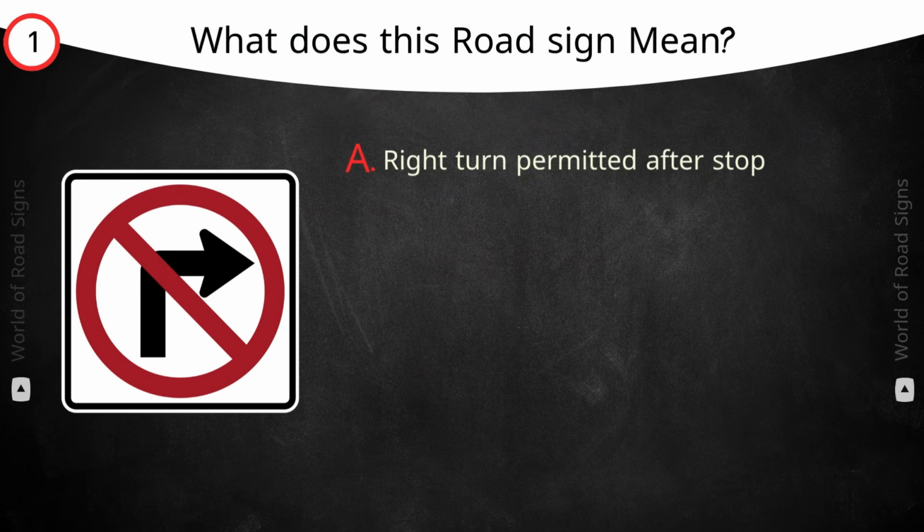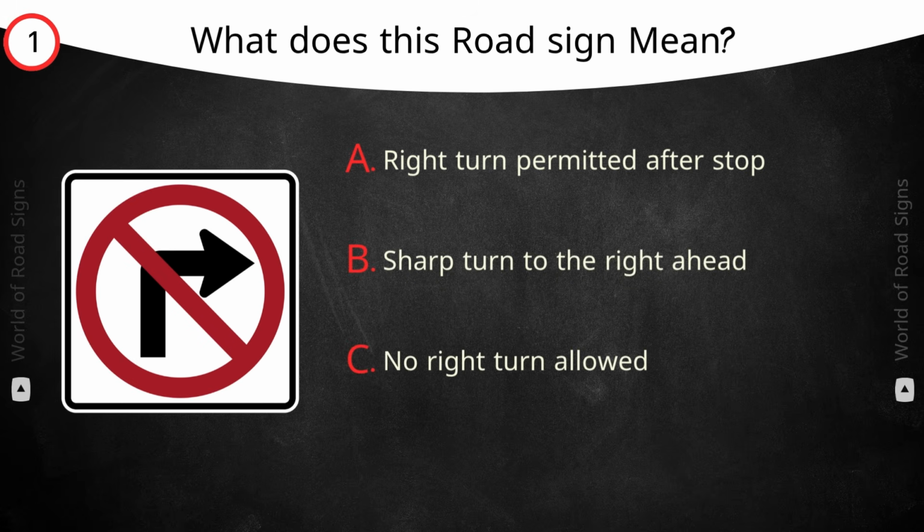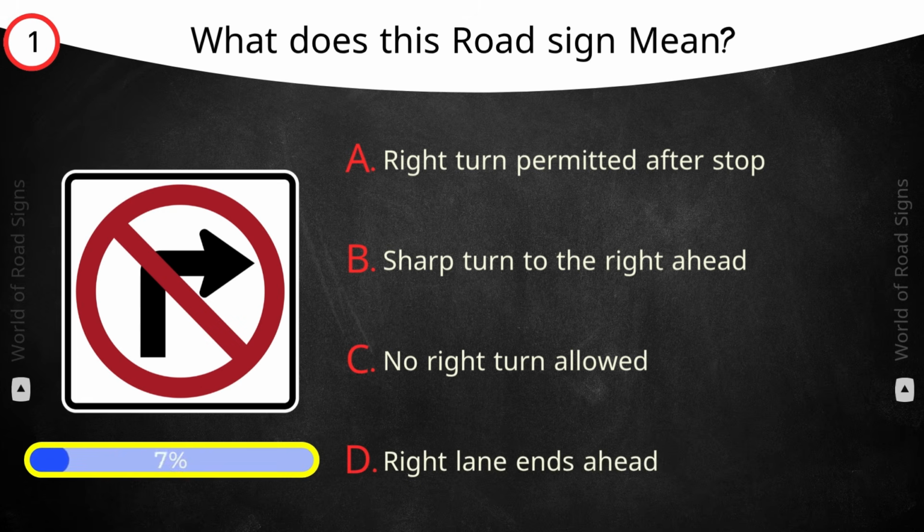Question 1. What does this road sign mean? A. Right turn permitted after stop. B. Sharp turn to the right ahead. C. No right turn allowed. D. Right lane ends ahead.